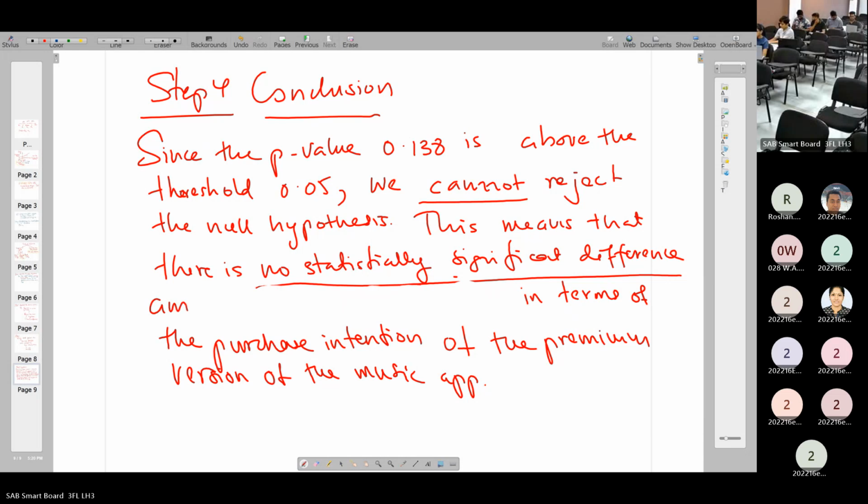Among the marital groups, in terms of the purchase intention of the premium version of the music app, there's no significant difference. So this is how you consider it.